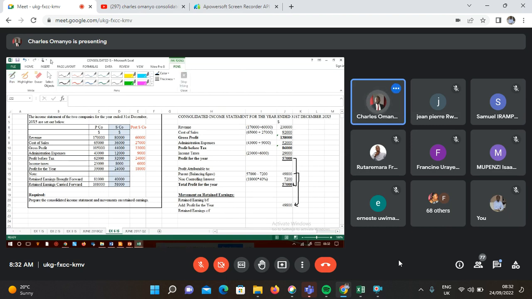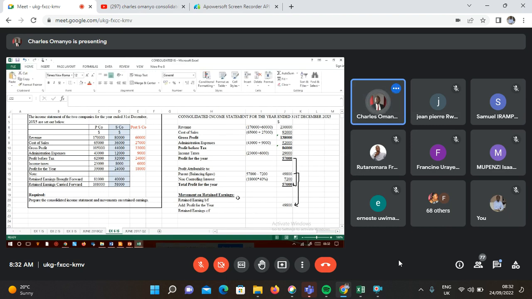The share of the parent. And then retained earnings brought forward. Let's be attentive here. You can see retained earnings brought forward there. These figures here, for the parent, it's 81. But the subsidiary, we don't pick it. Because at the beginning of the year, remember retained earnings brought forward, these are the retained earnings at the beginning of the year or beginning of the period.